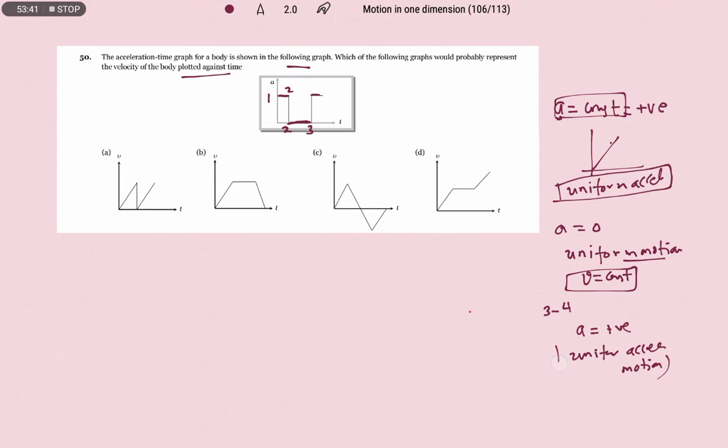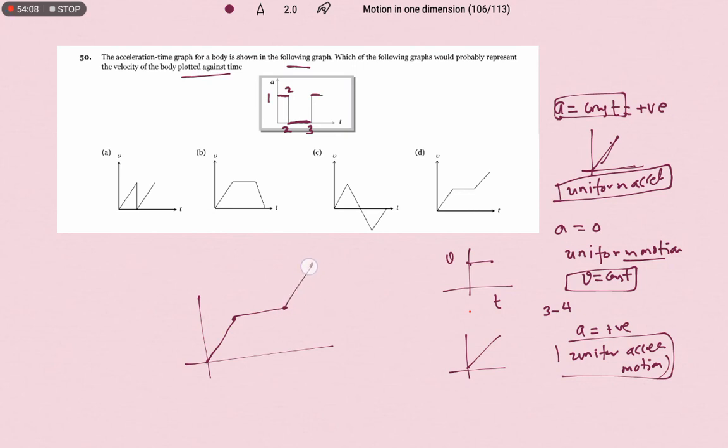Okay, right. So the graph for uniformly accelerating motion is a straight line passing through the origin, and for uniform motion the velocity time graph will be a straight line. Let us join the three. This is from 1 to 2, this graph is from 2 to 3, and this graph is from 3 to 4. So which graph are we getting like this? This will be the velocity time graph for our given acceleration time graph.